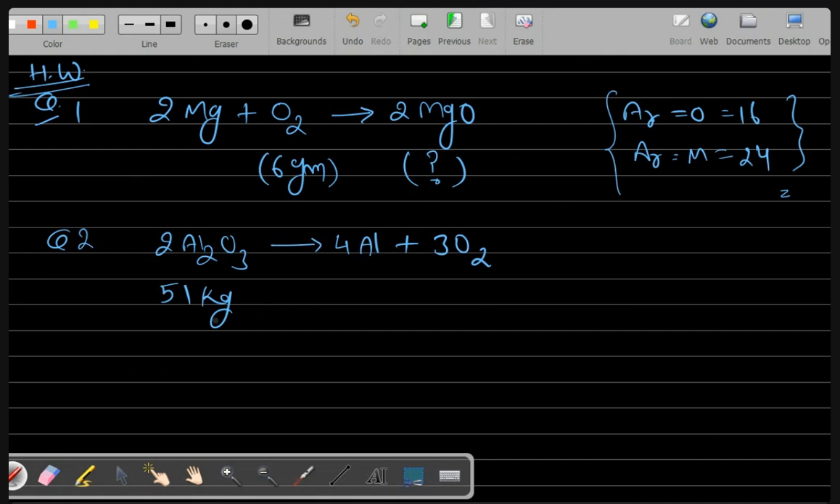I am taking 51 kilograms of aluminium oxide and asking the mass of aluminium in kilograms as well. AR for aluminium is 27. AR of oxygen you already know, 16. So this will be your homework.